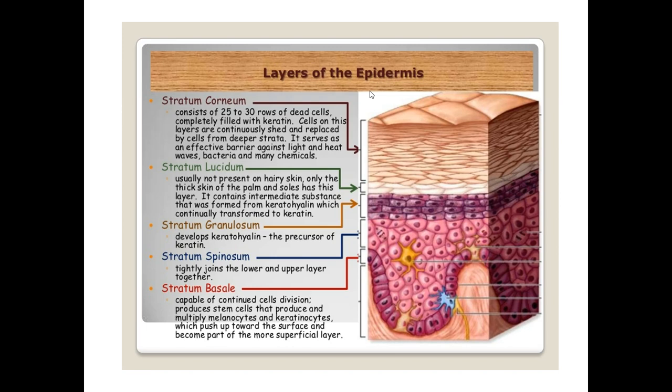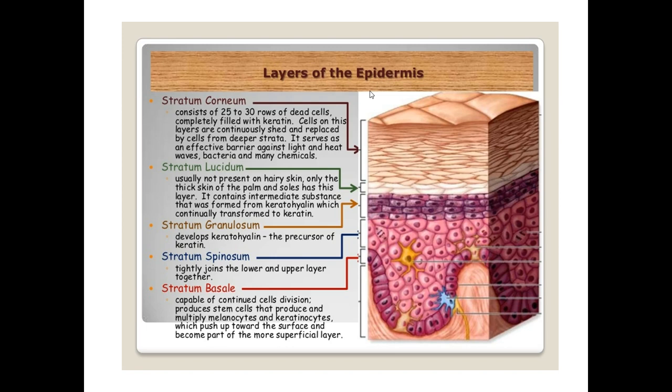The stratum lucidum, which is only present in thick skin, is definitely only present in the palms of our hands and the soles of our feet. It contains intermediate substances that help support thicker skin masses. Stratum granulosum is a precursor to keratin, so you'll have the development of some keratin or keratohyaline granules present there.